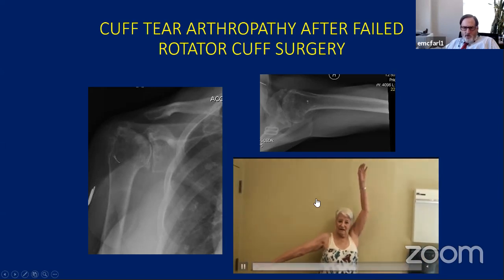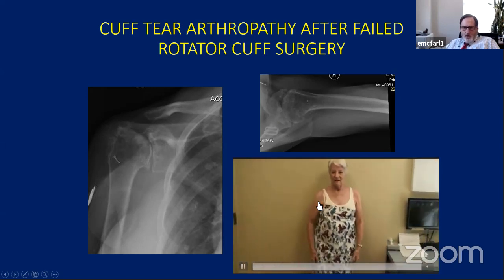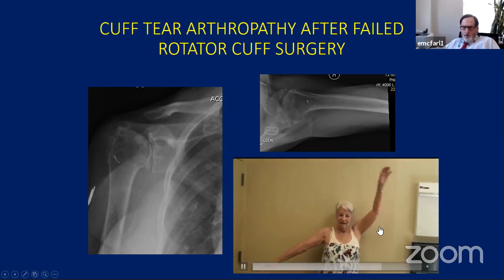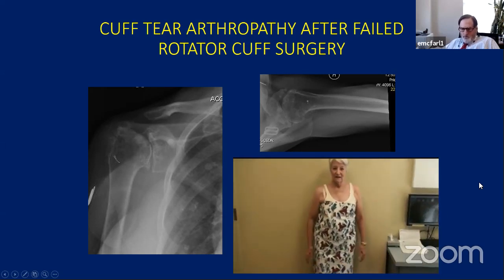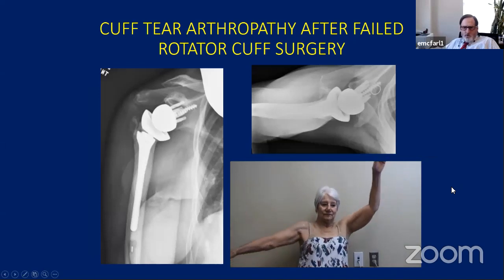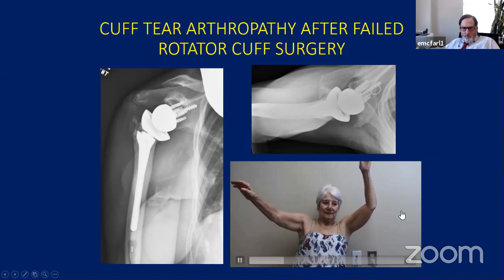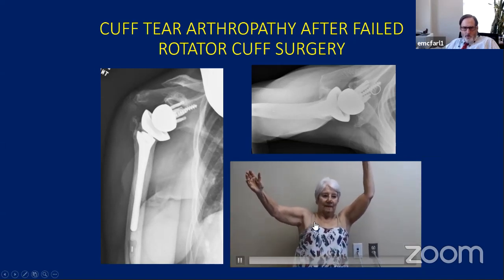So here she is again. She's got that same superior escape kind of thing, where she just can't get her arm up because it won't go. And it's very painful. So this is, unfortunately, you can tell that she fell and landed on her face just before her 1 year follow-up. So her motions may be a little better than this.